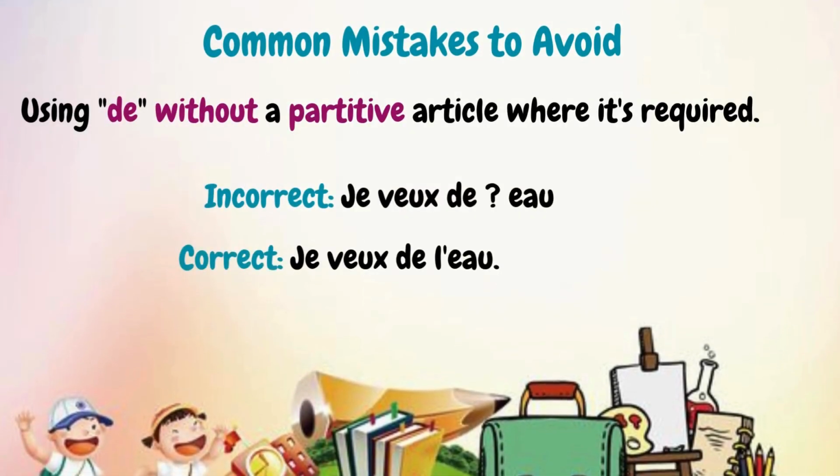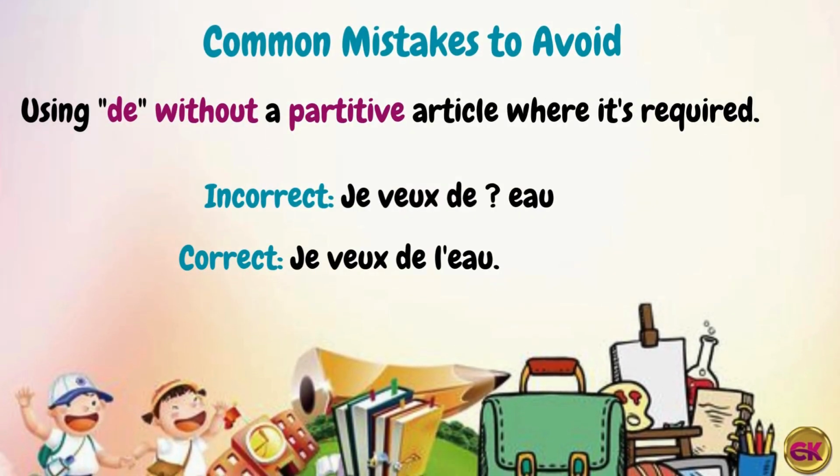Common mistakes to avoid. Using de without a partitive article where it's required. It is wrong to say Je veux de l'eau by omitting the partitive article. Correct form is Je veux de l'eau.